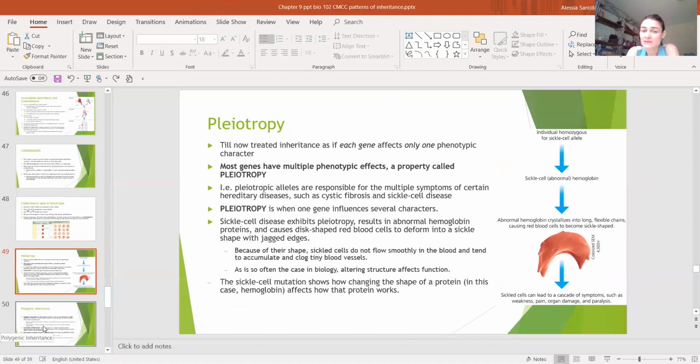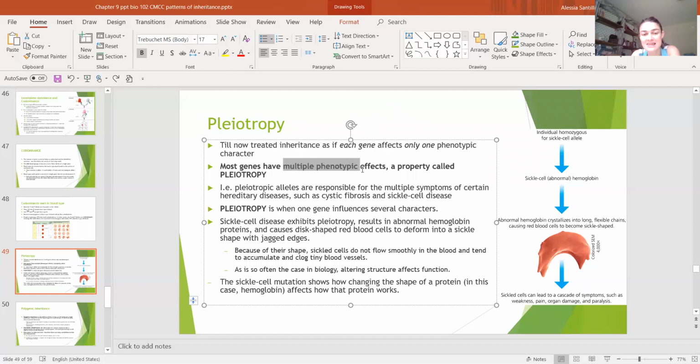We also have pleiotropy, and pleiotropy is something not too difficult to wrap your head around. So until now, we've talked about one gene affecting only one phenotype. Okay, so the eye color gene affects only your eye color phenotype. However, a lot of times, most genes actually have multiple effects, multiple physical phenotypic effects, and this is known as pleiotropy. Pleiotropy is when one gene influences several characteristics.